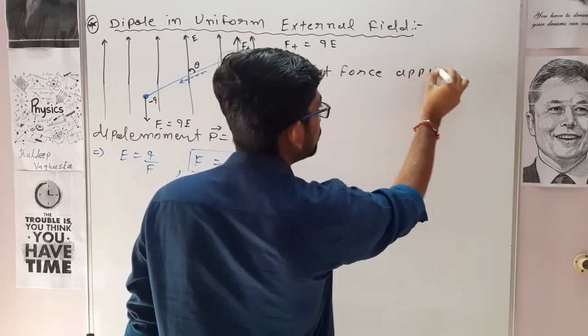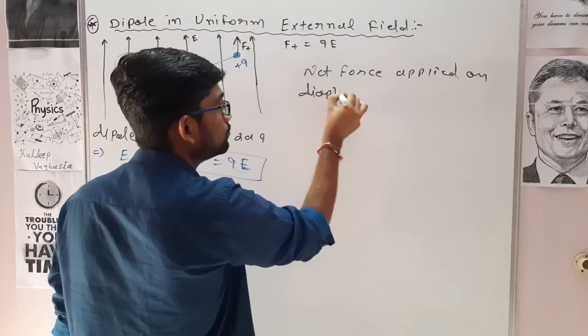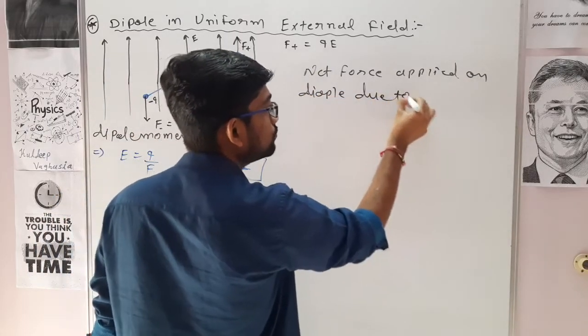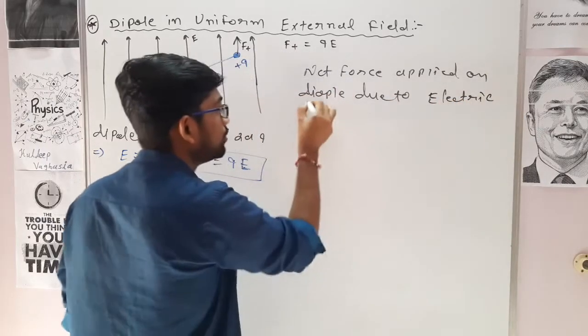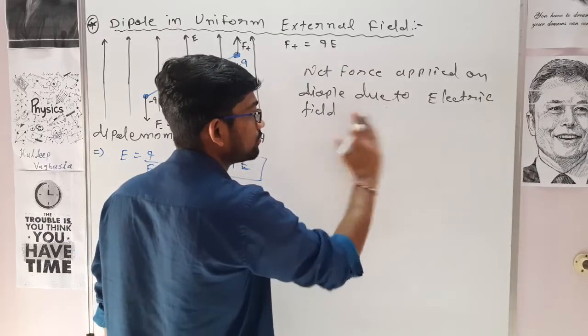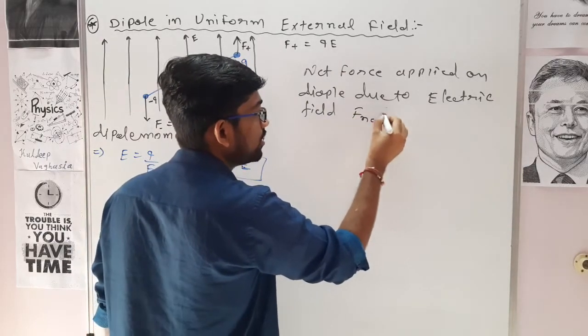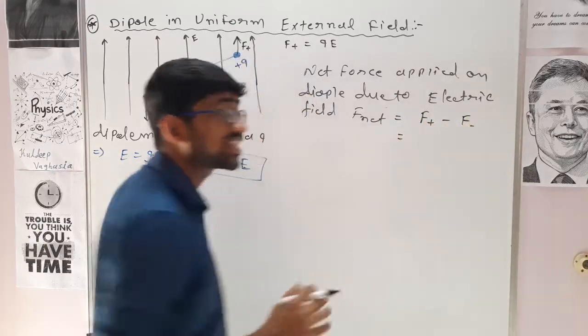applied on the dipole due to the electric field is nothing but F net is equal to F plus minus F minus, because the direction is reverse.